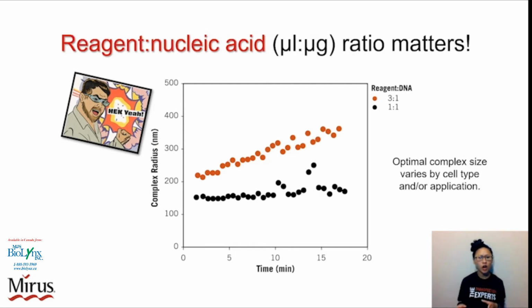Okay, and you also might have noticed on this graph that there are red dots and black dots that correspond to transfection complexes that were formed at various microliters to microgram reagent to DNA ratios. We discussed this already, but notice that the size of the complex growth also depends on that ratio. So again, that ratio does matter for transfection efficiency. The optimal ratio varies by cell type, reagent, and also application. So keep that in mind.